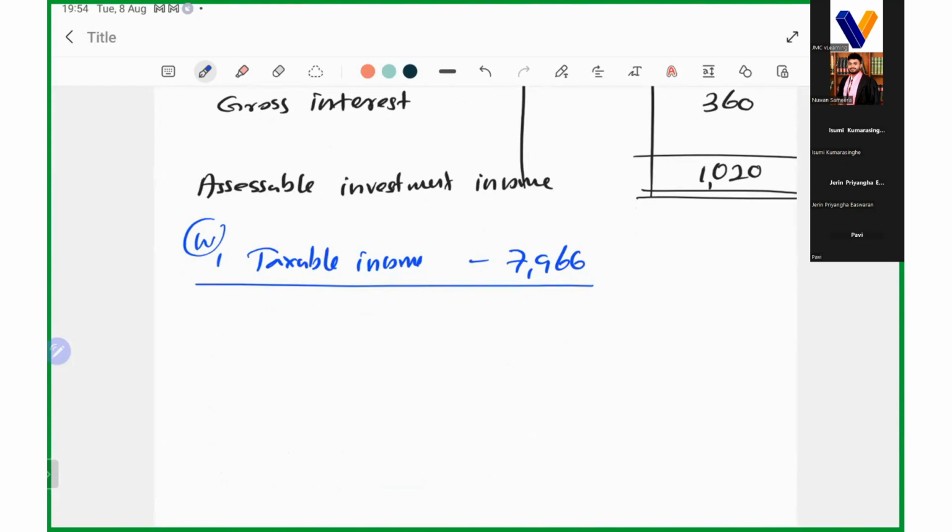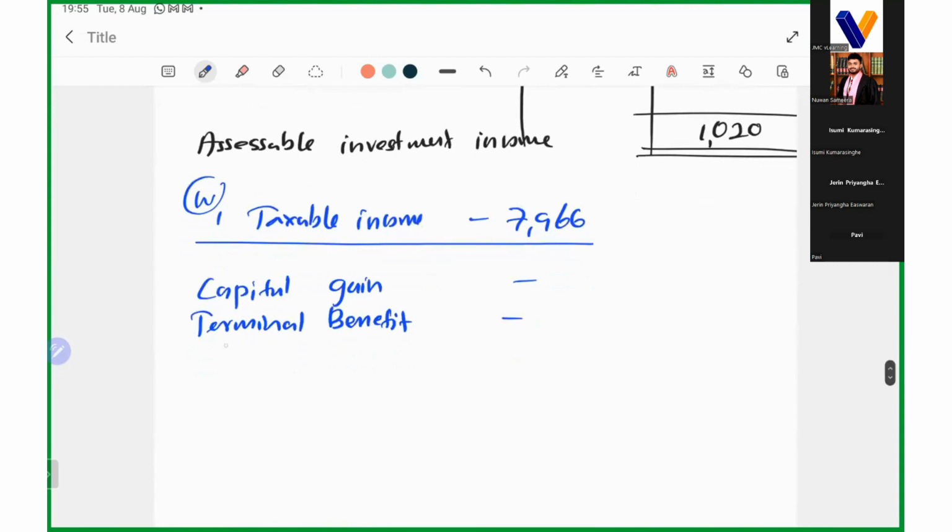No, sir. No, there is no capital gain. So is there any terminal benefit? No. If there was a terminal benefit, you know how much you have to tax: first 10 million 0, next 10 million 6%, balance 12%, right? So is there any gain from betting and gambling?